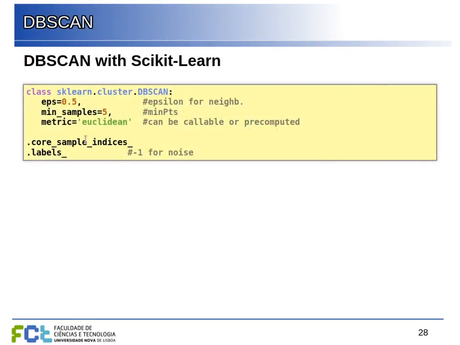So DBSCAN, you can use the DBSCAN class in scikit-learn. Eps is the epsilon value for the size of the neighborhood. Min samples is the minimum number of points that we need in order for a point to be a core point. And this is the metric. By default it's Euclidean, so it uses the Euclidean distance, but it can be a pre-computed matrix with the distances if you want, or it can be a callable object, a function that gives you the distance between the points. So this is what is used to check if the points are inside the epsilon neighborhood.